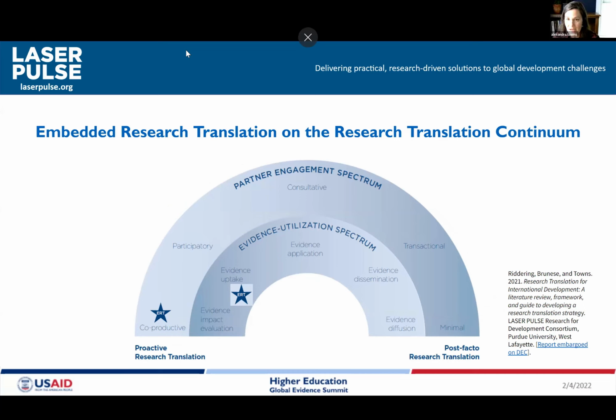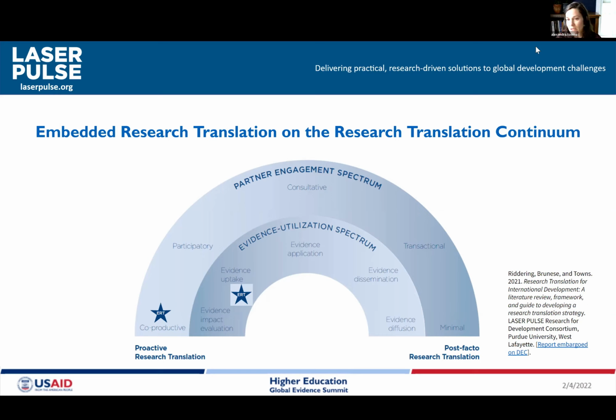So in this slide, I took that, as you call it, the rainbow or the continuum that Laura had presented, along with those two spectrums, and placed ERT within it. So if we look at the partner engagement spectrum, which is that one across the top, and that ranges from more minimal interaction like we would see in EBPM to really co-productive, intensive collaboration between researchers and practitioners, ERT lands on the more co-productive side.